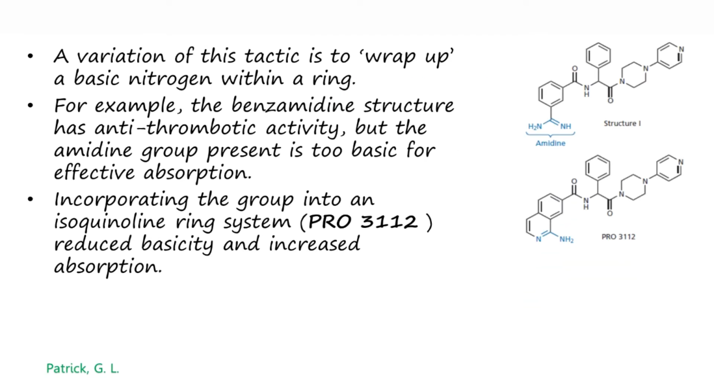A variation of this tactic is called the wrap up. Here, what we do is we wrap up a basic nitrogen within a ring. So, if you have an aromatic ring to begin with, then what we could do is convert this aromatic ring into a pyridine ring, so that you can make it into a more polar group. For example, the benzamidine structure, which has anti-thrombotic activity, is structure 1, but the amidine group is too basic for effective absorption. So, what we do is convert this amidine group into a pyridine group, and this compound, which is known as PRO 3112, has reduced basicity and much better absorption.